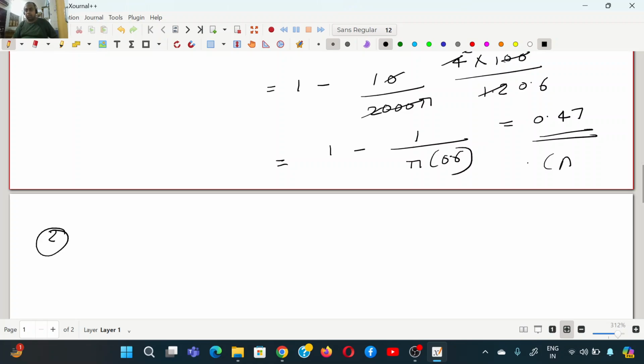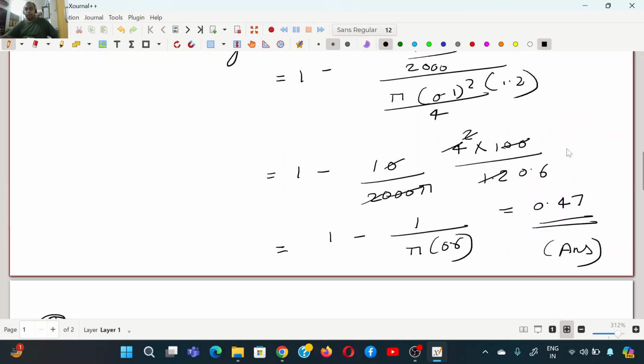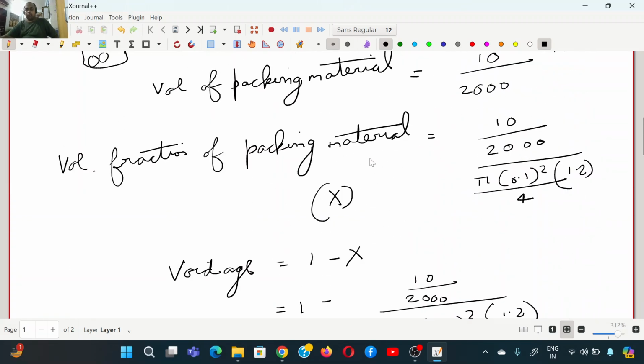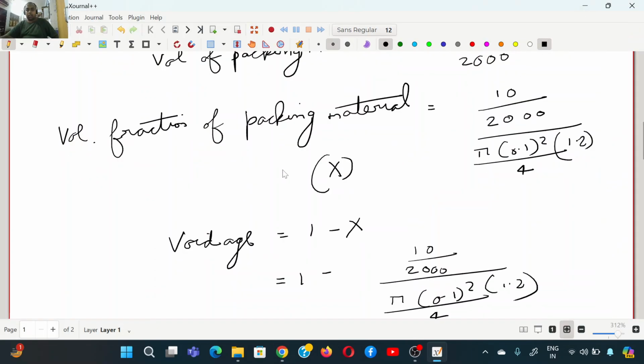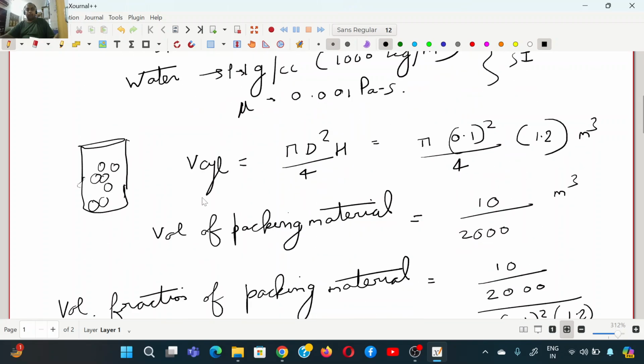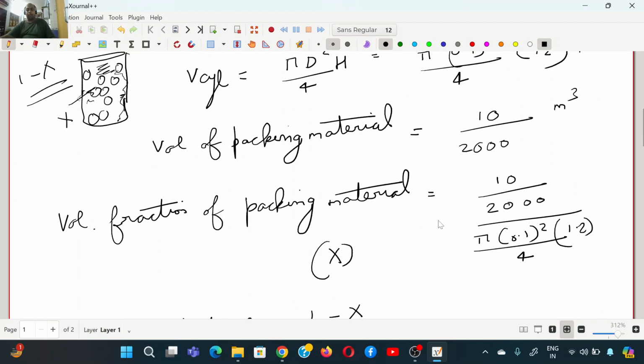Let's write it. Why do we subtract the volume fraction from 1? Because they are asking for the voidage fraction, which means empty space. If the volume fraction of the packing material is x, then whatever is in between is the empty space, and that will be 1 minus x. That's why we did 1 minus.